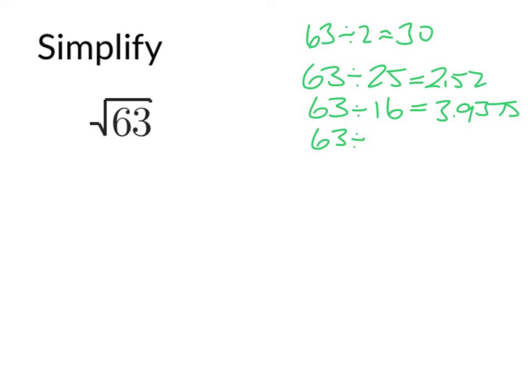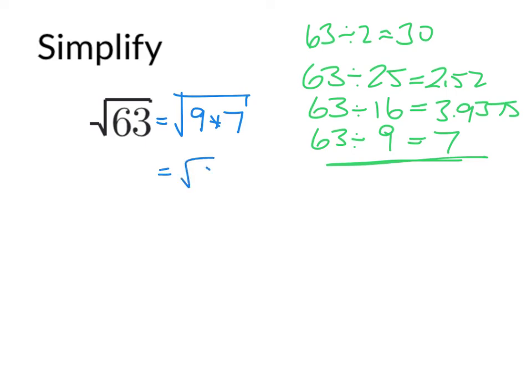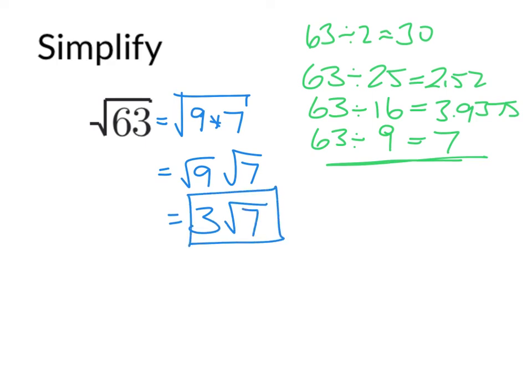16 was 4 squared. The next one smaller would be 3 squared, 9. And 63 divided by 9 is 7. Once we get that to be a nice round number, we know that we've got good factors. So 63 we can rewrite as 9 times 7. Now we split it up into the square root of 9 times the square root of 7, square root of 9 being 3, square root of 7 we can't simplify, and we're done.